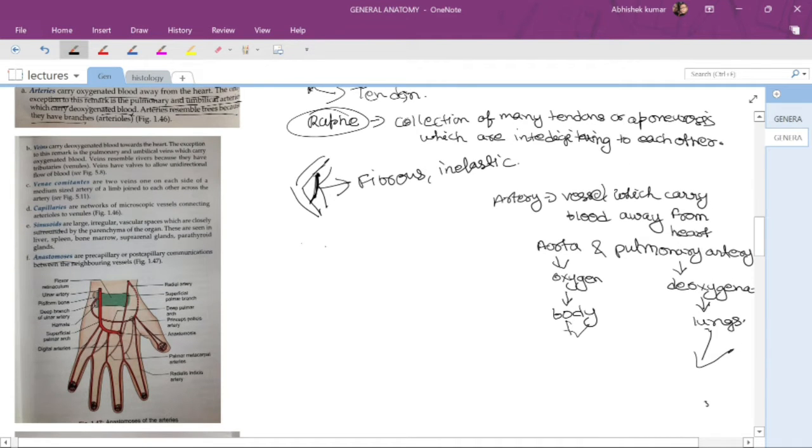So when arteries branch to give arterioles, it looks like a tree-like structure.